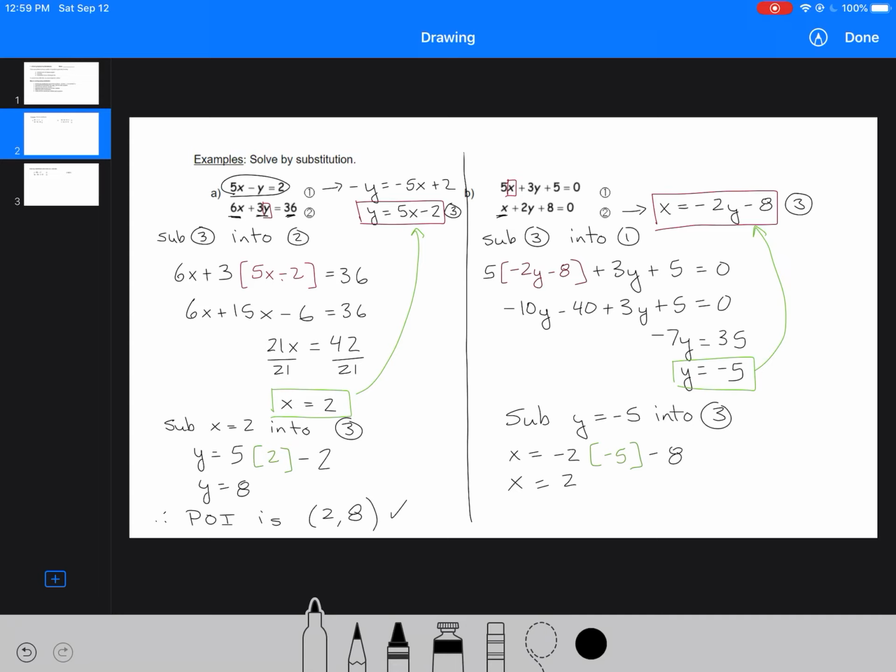is 2. So that means that my point of intersection is (2, -5). I'll double check that in my first equation up here, the one that I didn't simplify. 5 times 2 is 10, plus 3 times minus 5. So that would give me 10 minus 15 is minus 5, plus 5 equals 0. So I know that that answer is correct.